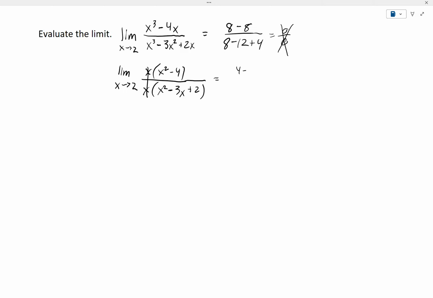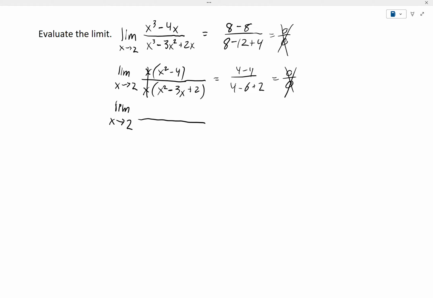So we end up getting 4 minus 4 all over 4 minus 6 plus 2, which is once again 0 over 0. Not the answer. So now what do we do? Well, that means that there's still some more factoring to be done in the numerator and denominator. So we just do it once again. We don't start back from the beginning. We just start at our last step here with this one factor and this one factor.